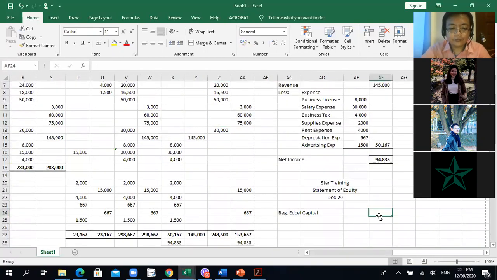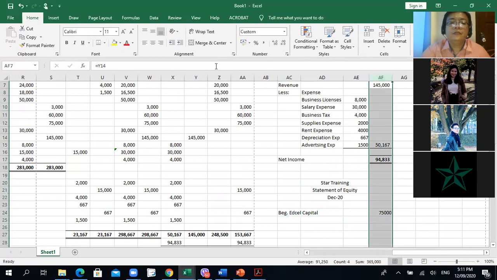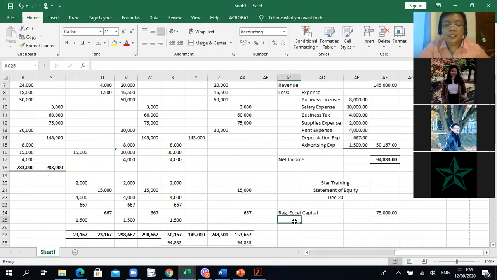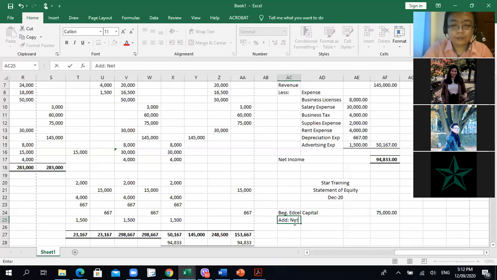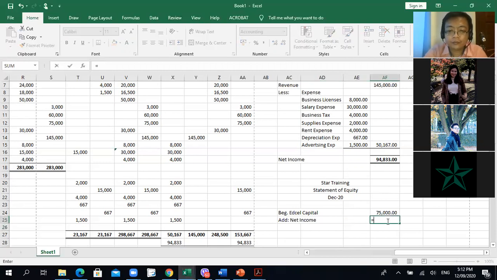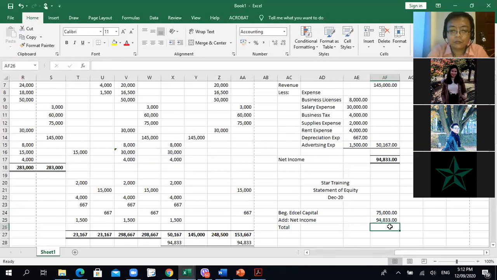What else? You add your net income. Yan. Next, you add your net income. So, how much is your net income? Diba ito yan? Yan. So, you put it here. 94,833. Ito na lang. So, total. Sum.